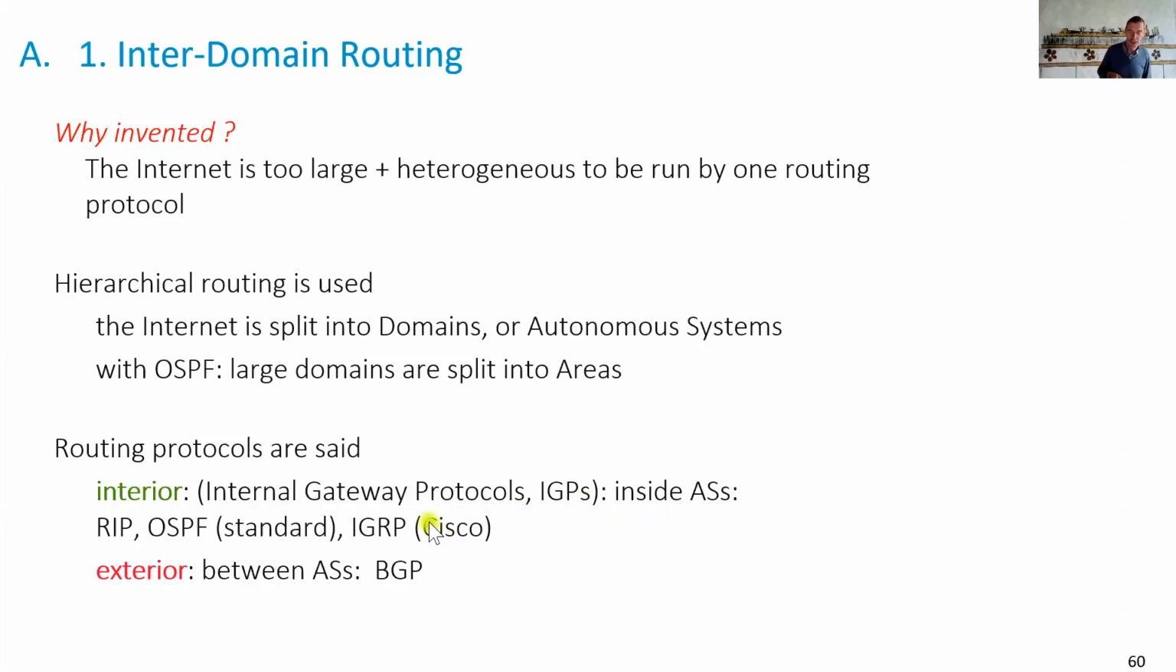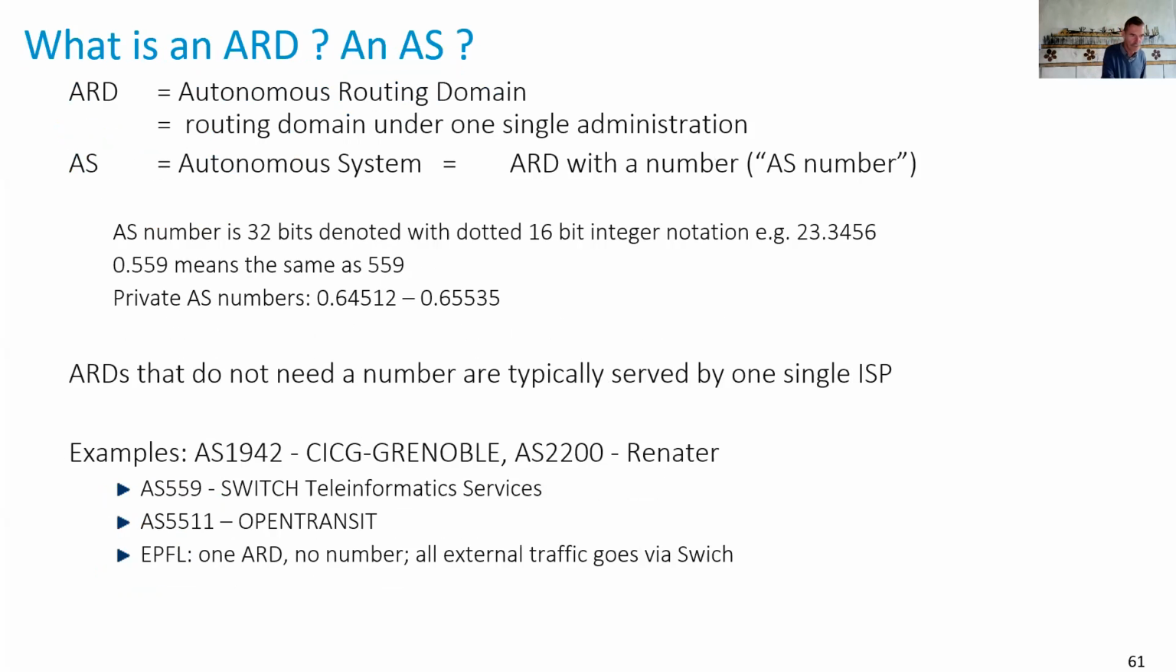Between domains, in contrast, you have no choice. You must run BGP. There's only one protocol, and it's BGP4, the version 4 of BGP. A bit of terminology. A domain is called an AS, autonomous system, or also an autonomous routing domain, ARD.